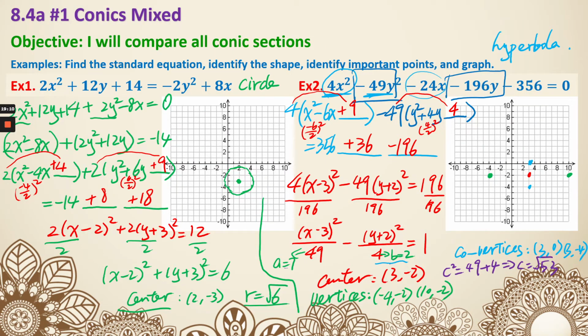Okay. Now let's actually go with the foci. You've got to start from the center, and the square root of 53 is slightly over 7. So left by slightly over 7 and right by slightly over 7. These are my foci. When you actually want to write them down, your foci would be 3 minus square root of 53, negative 2, and 3 plus square root of 53, negative 2. You've got to count from the center.